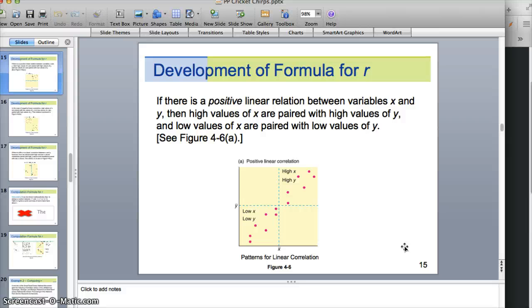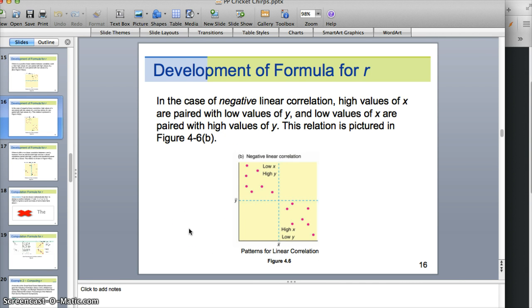If there is a positive linear relationship between the variables x and y, then high values of x are paired with high values of y, and low values of x are paired with low values of y. In the case of negative linear correlation, high values of x are paired with low values of y, and low values of x are paired with high values of y. This relationship is pictured here below, 4-6.